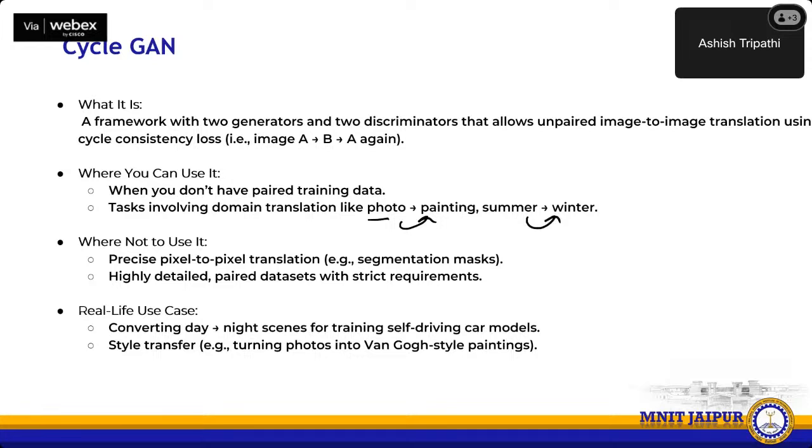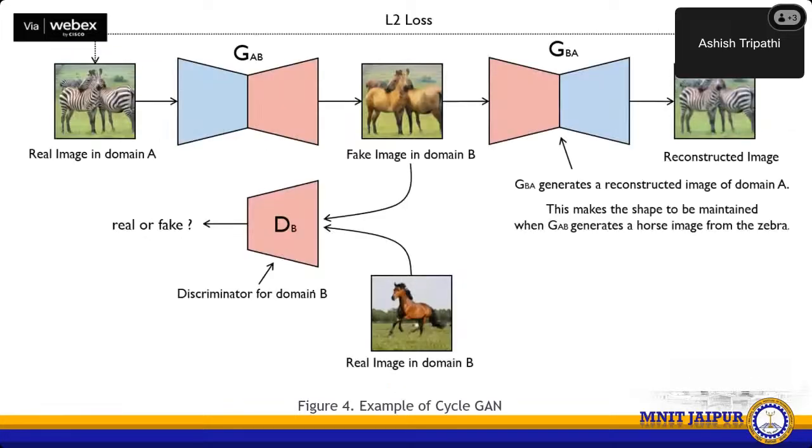In that case, we can use CycleGAN. If we look at real-life use cases, we can use it for converting day to night scenes, which can help self-driving cars. We can also use it for style transfers, for example, turning a photo into different styles like paintings or some other kind of scene. Basically, this network has two generators and two discriminators.